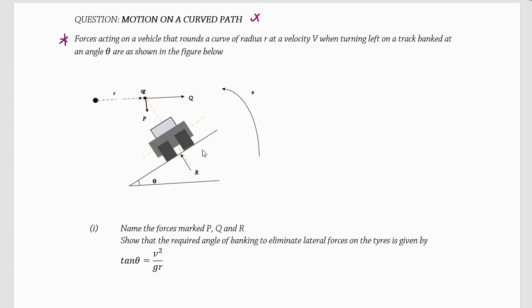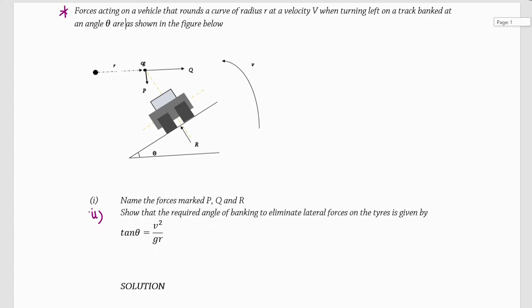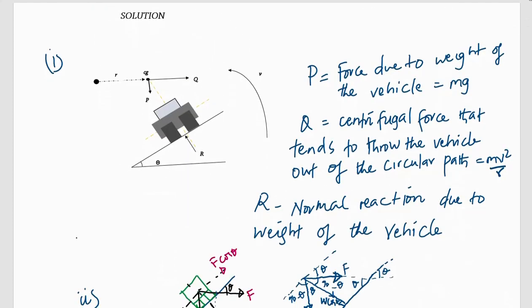Then these are the forces that are acting on the vehicle. This r is the radius of the curved path. V is the velocity of the vehicle as it moves around that path. Name the forces marked P, Q, and R. Also, this is the second question: show that the required angle of banking to eliminate lateral forces on the tires is given by tan theta equals v squared out of gr. Let us look at the answer to this particular problem.